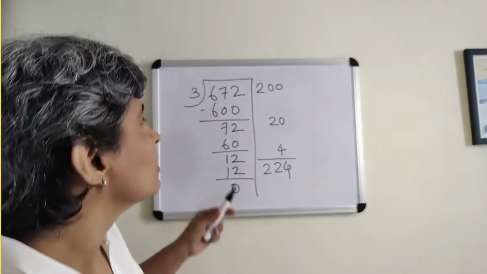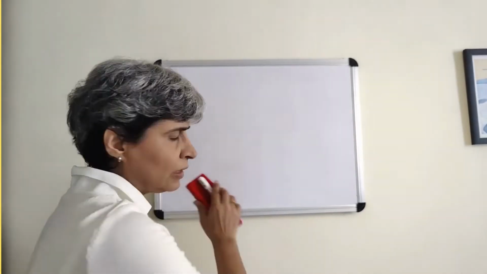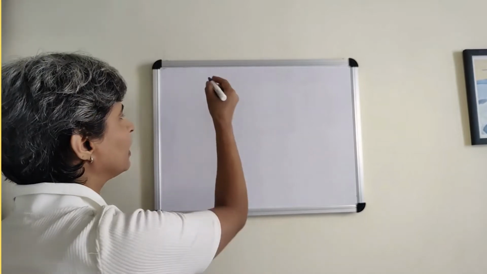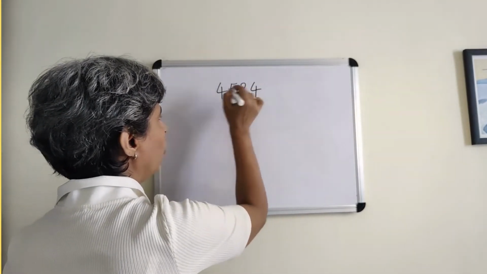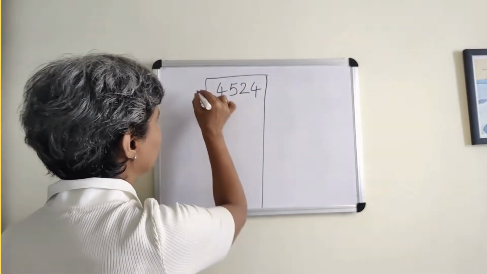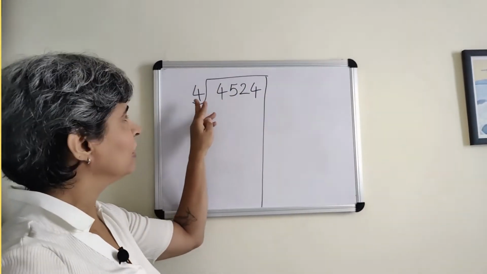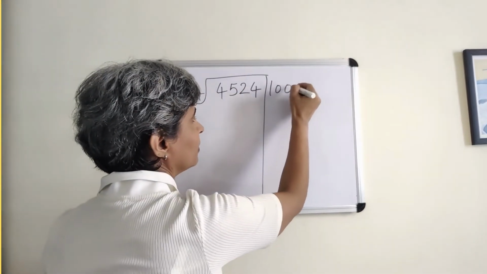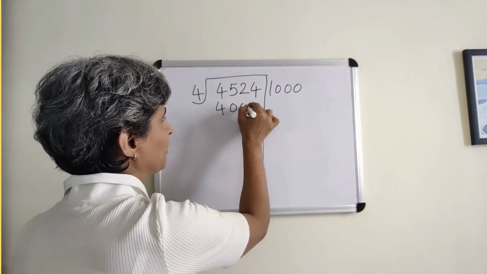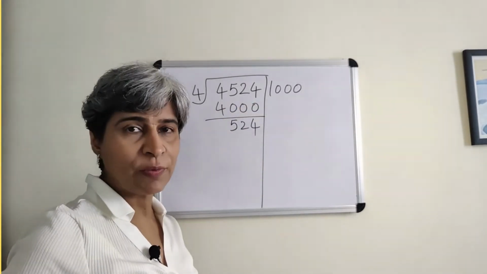But see if you find this easier. We'll try a couple more examples. Let's try a slightly bigger number, 4524, and let me divide it by 4. Now again, what am I going to do? Look at the whole number. It's a 4,000 something. I'm going to multiply 4 by 1000, which gives me 4,000. What is the remainder? 524.